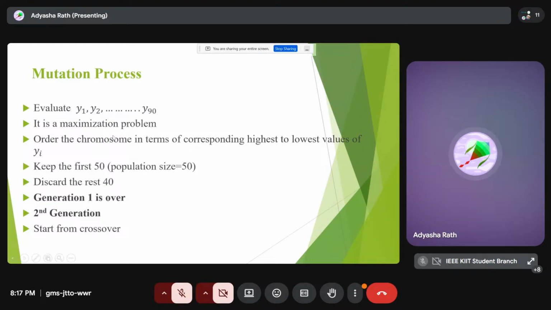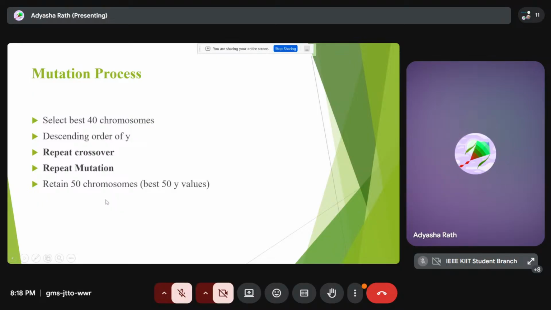Though it is a maximization problem, order the chromosomes in terms of the corresponding highest value to the lowest value. Keep the first 50, discard the rest 40. So here our generation 1 is over. Similarly, I have to start the second generation. Again, I go for crossover, then select 40 chromosomes in descending order of Y, repeat crossover, repeat mutation, then retain 50 chromosomes, then take the best 50 Y values.